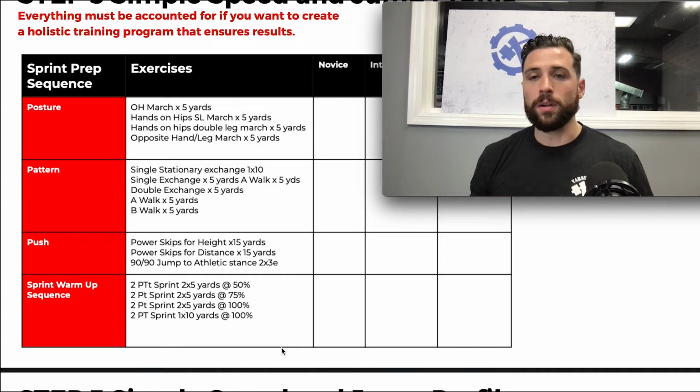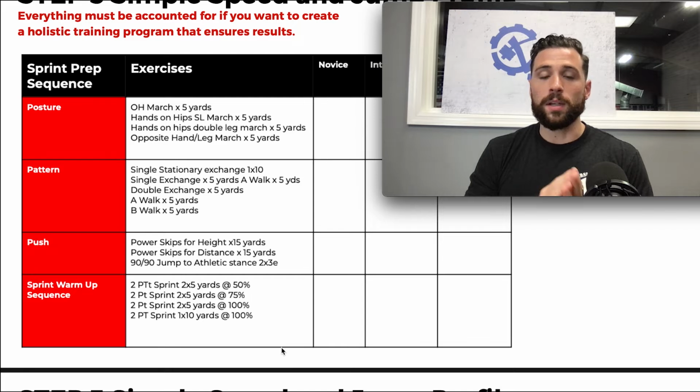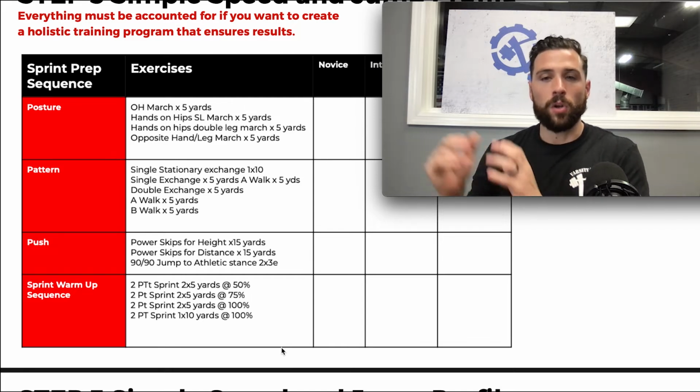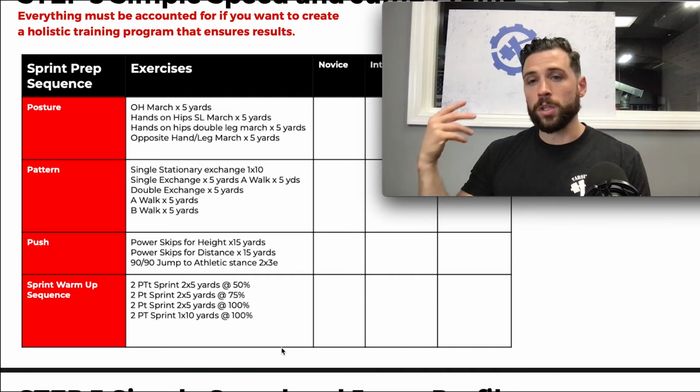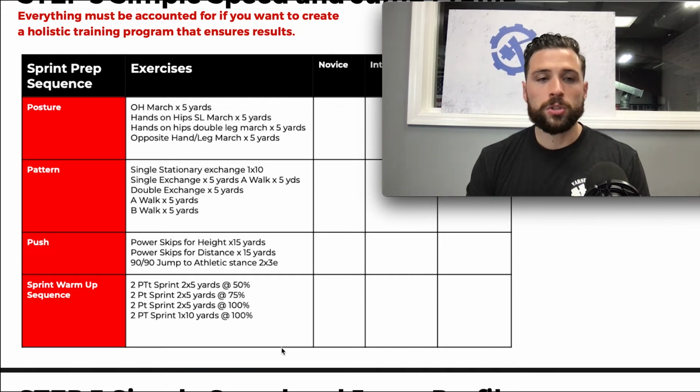Can they not perform it at all? Okay, that's something to work on. Do they have a good understanding of it? Okay. Are they very advanced? Maybe they have experience sprinting and are working with a well-versed coach.